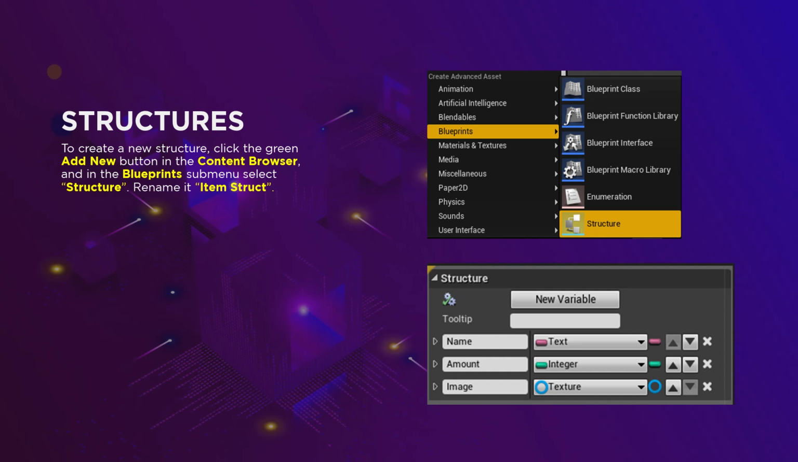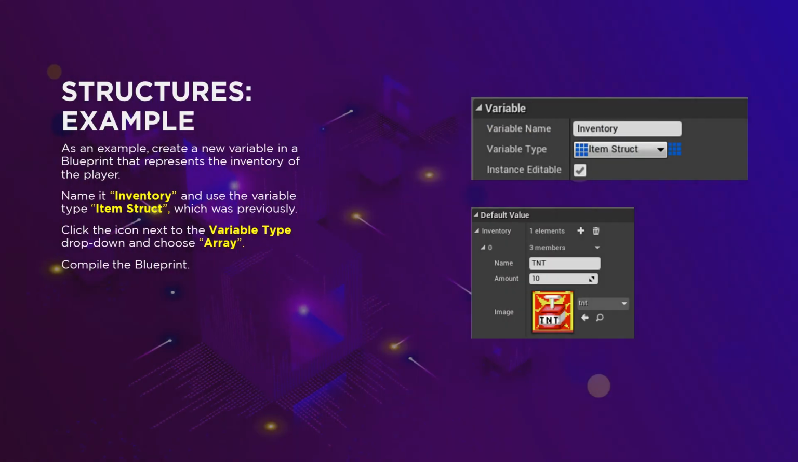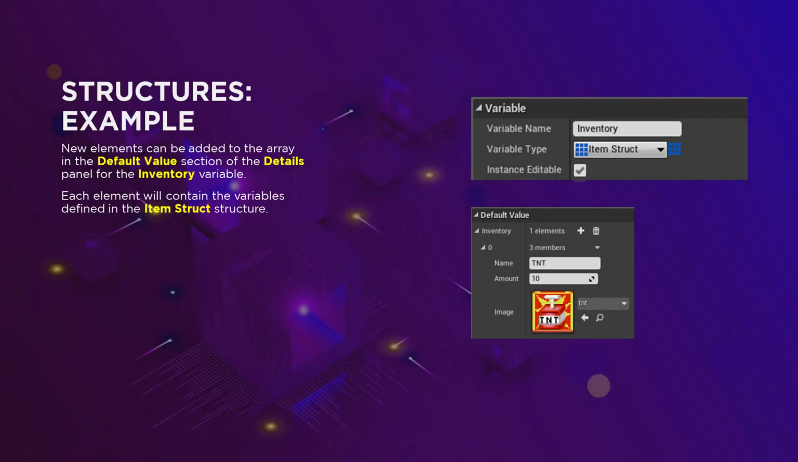In the My Blueprints panel, click on the plus button in the Variable category to add variables to the struct. As an example, create a new variable in a blueprint that represents the inventory of the player. Name it Inventory and use the variable type Item Struct, which was created previously. Click on the icon next to the variable type dropdown and choose Array, and then compile the blueprint. New elements can be added to the array in the default value section of the Details panel for the Inventory variable. Each element will contain the variables defined in the Item Struct structure.